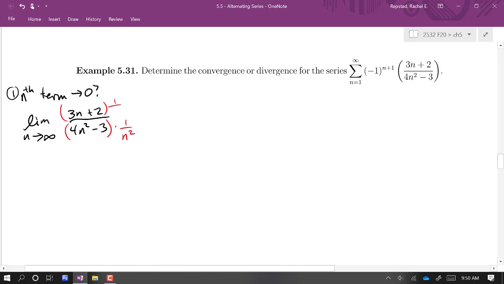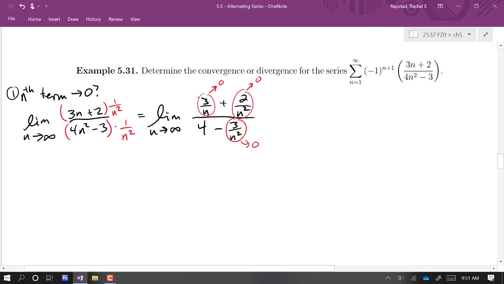And when we do that, distribute on the top, we'll get 3 over n plus 2 over n squared. And on the bottom, when we distribute, we get 4 minus 3 over n squared. So each of these fractions here, those all approach 0.